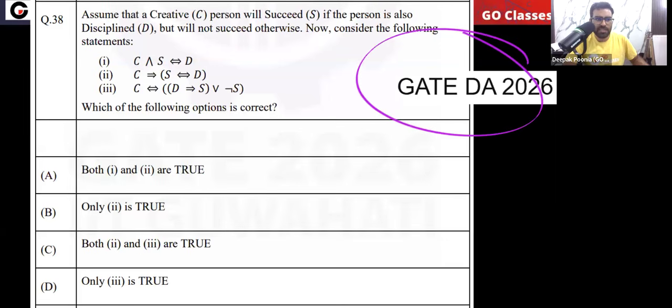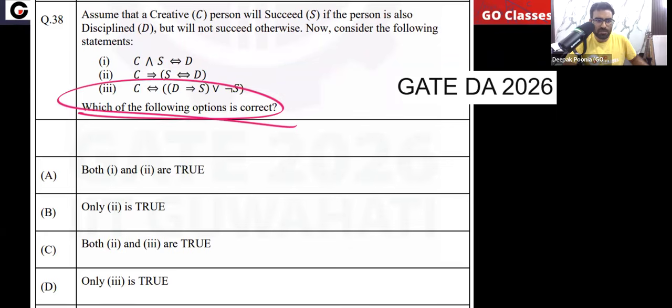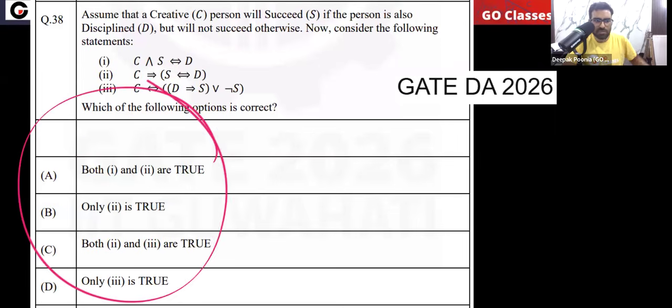Let's solve this GATE DA 2026 question. Assume that a creative person will succeed if the person is also disciplined, but will not succeed otherwise. This is the statement given to us. Now, consider the following statements. These are the three statements. Which of the following options is correct? Basically, both 1 and 2 are true, only 2 is true, like that. These four options we have.